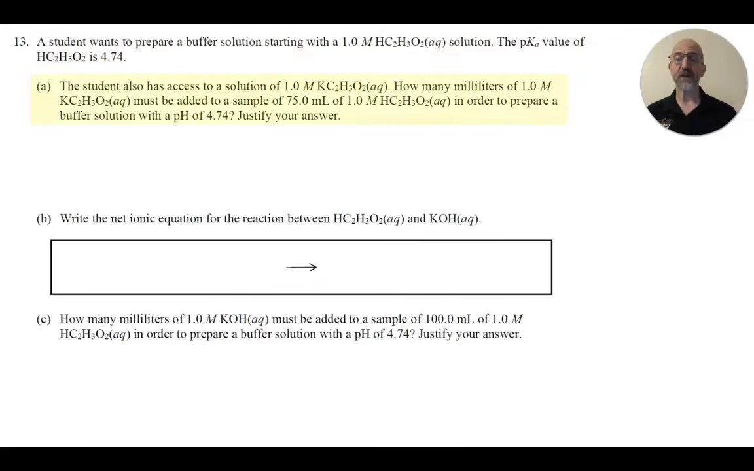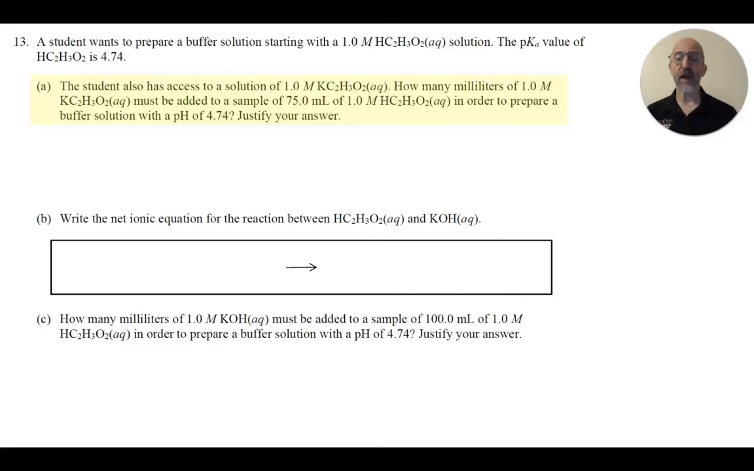Now, the student also has access to a solution of 1 molar potassium acetate. So acetate is the conjugate base of acetic acid. And the question asks, how many milliliters of 1 molar potassium acetate must be added to a sample of 75 milliliters of 1 molar acetic acid in order to prepare a buffer solution with a pH of 4.74.